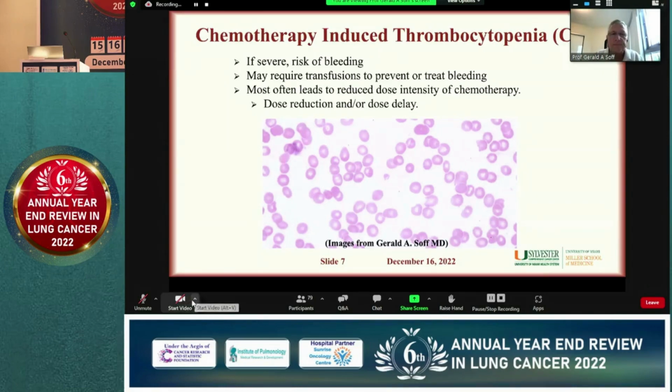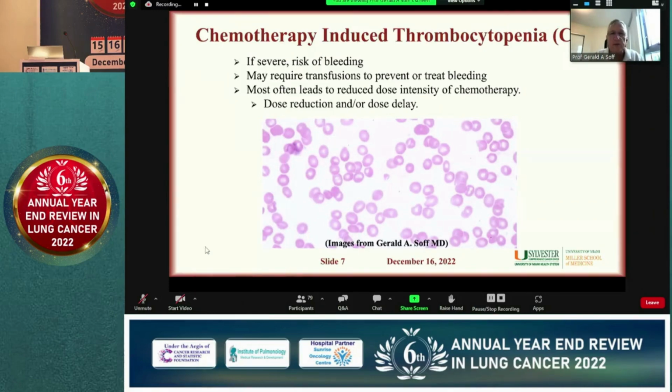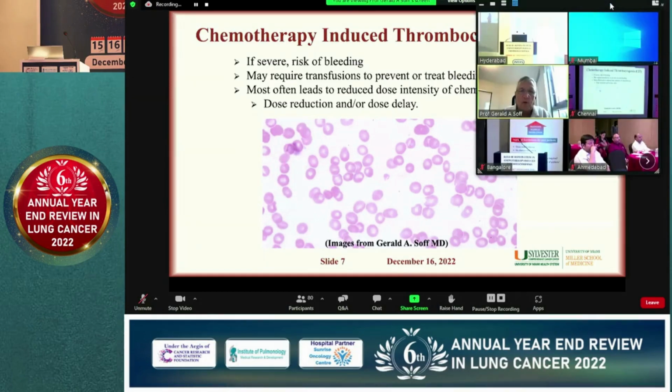But most of the time, what oncologists are dealing with is the need to reduce the dose intensity of therapy to avoid getting to a severe thrombocytopenic stage. This is what we call reduced relative dose intensity, or RDI. Relative dose intensity means you're delaying the chemo or reducing the dose of the chemo because of the thrombocytopenia. And obviously the concern there is, does that impact cancer outcome?